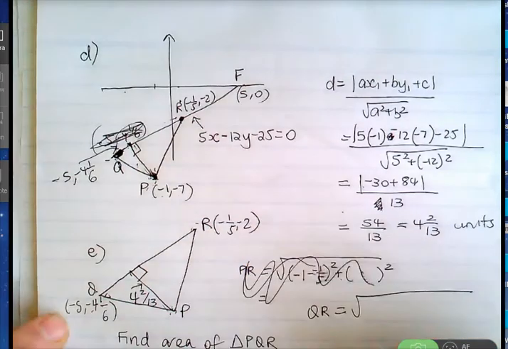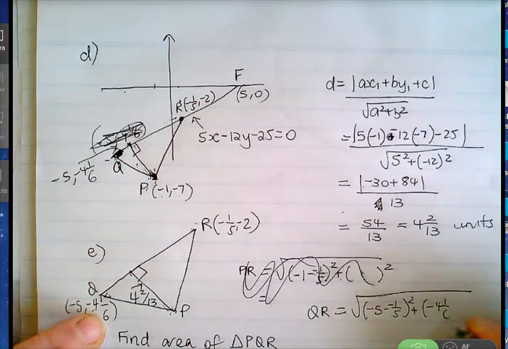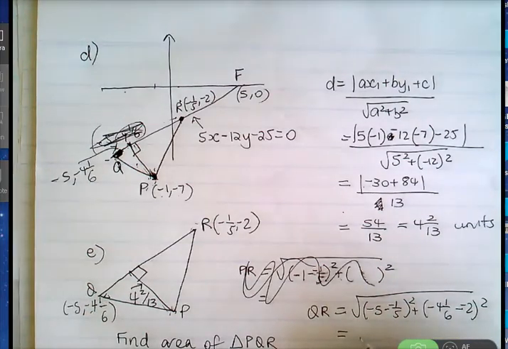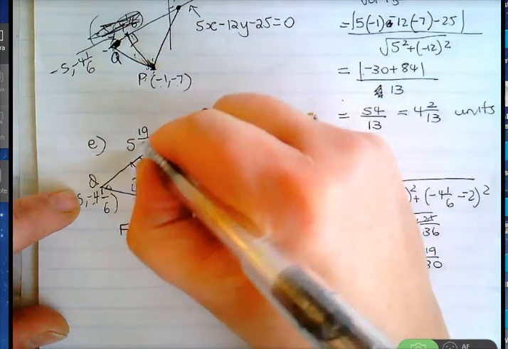Anyone done it? We get negative 5 minus negative 1/5 squared plus negative 4 and 1/6 minus negative 2 squared. Did you do it? What did you get? So it's D equals square root of 27 and 1 over 25 plus, I'll do the lines, 4 and 25 over 36, and then you get square root of... I just did it, the answer is 5 and 19 over 30. So we get that QR is 5 and 19 over 30. Sorry, girls, sorry about the mess. So we know that QR is 5 and 19 over 30.